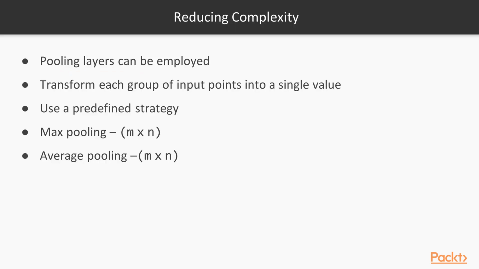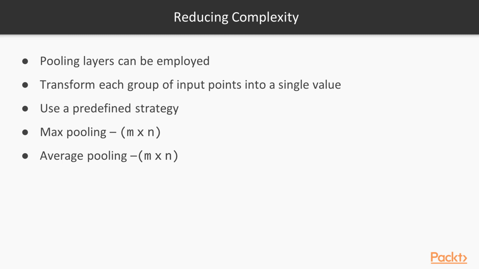To reduce the complexity, when the number of convolutions is very high, one or more pooling layers can be employed. Their task is to transform each group of input points, pixels in an image, into a single value using a predefined strategy. The most common pooling layers are max pooling. Every bidimensional group of (m × n) pixels is transformed into a single pixel whose value is the greatest in the group.